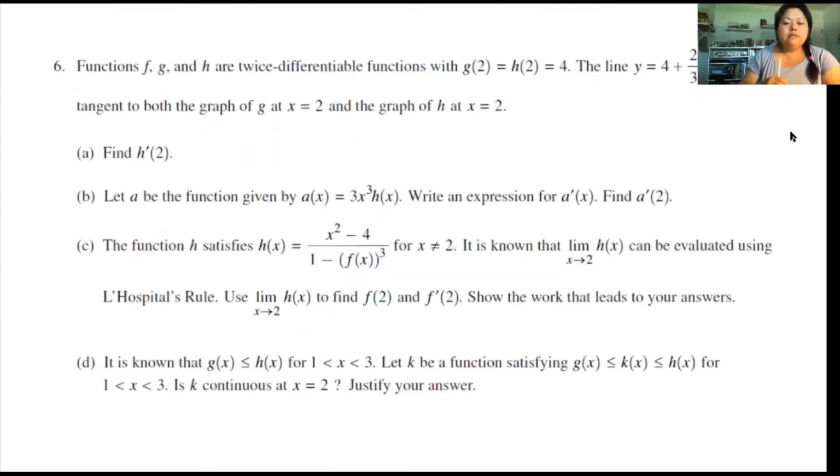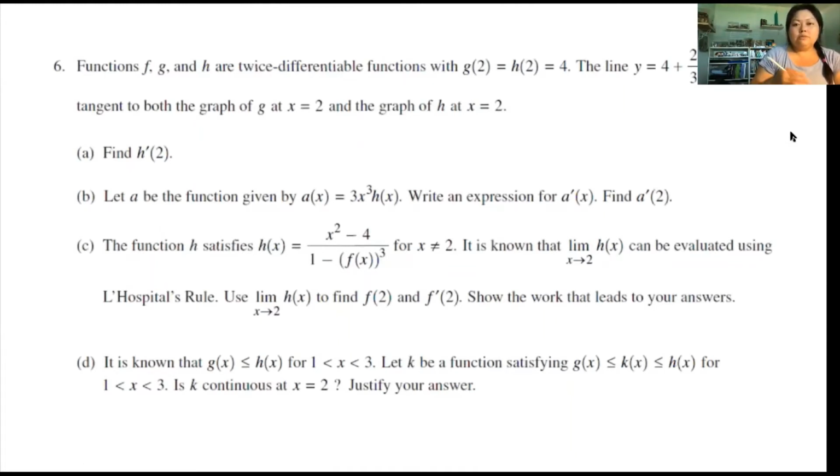All right, so this is 2019 FRQ number 6. It says functions f, g, and h are twice differentiable functions with g of 2 equals h of 2 equals 4. The line y equals 4 plus 2/3 (x minus 2) is tangent to both the graph of g at x equals 2 and the graph of h at x equals 2. So it's tangent to both of them, both g and h. All right, so find h prime of 2.